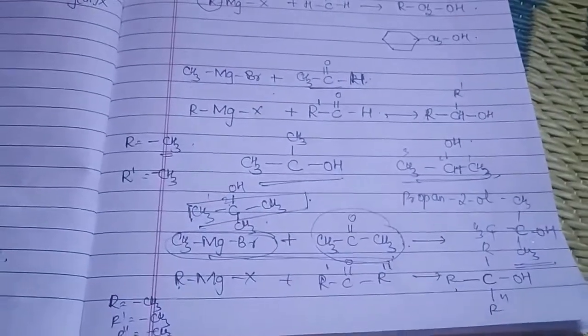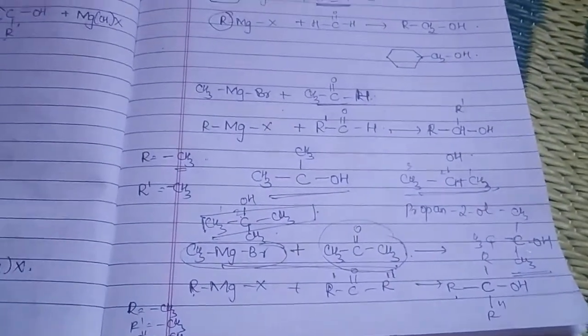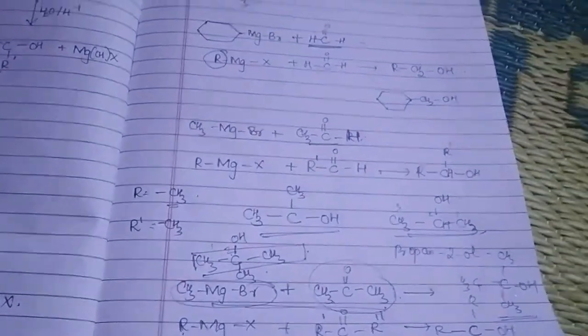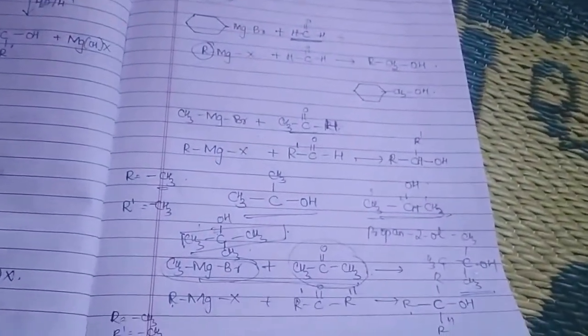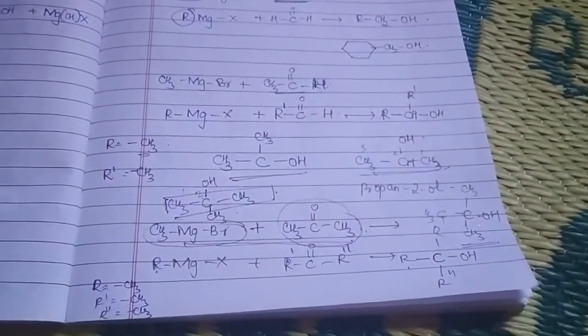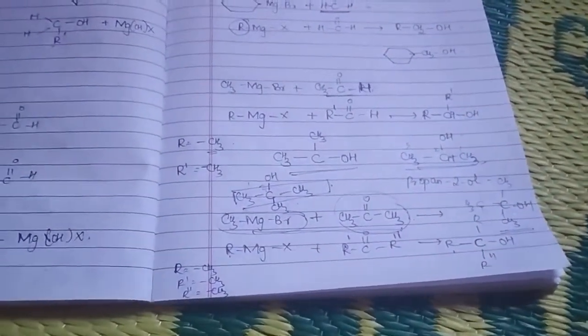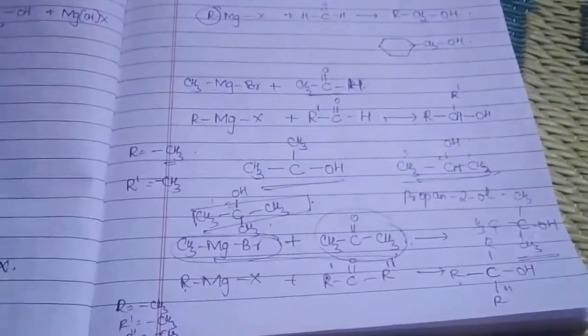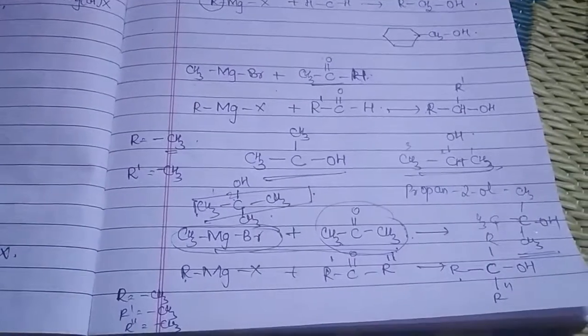So in this way, we have to solve certain equations whenever they are given. First, remember how to write the general reaction. Then from that general reaction, first identify which will be your R group and which will be your X group. Once you have the final product, substitute the values of R and R dash or R double dash. You will get the final product as an alcohol.